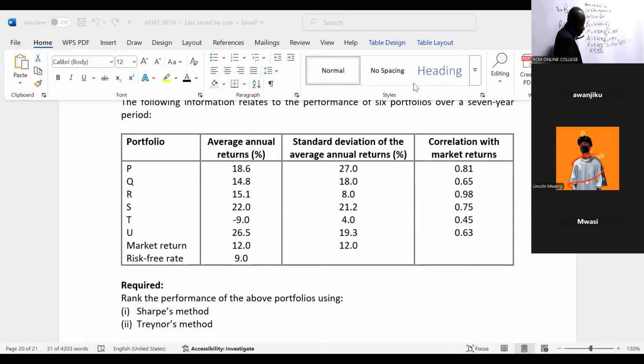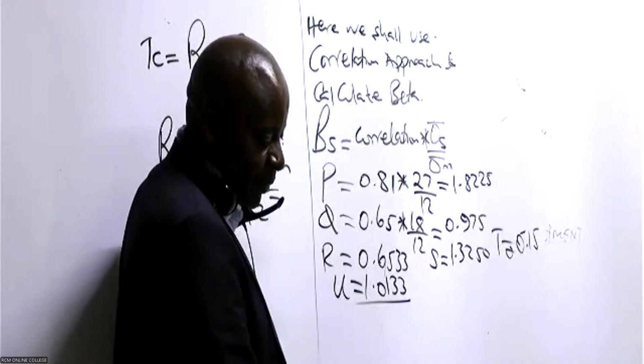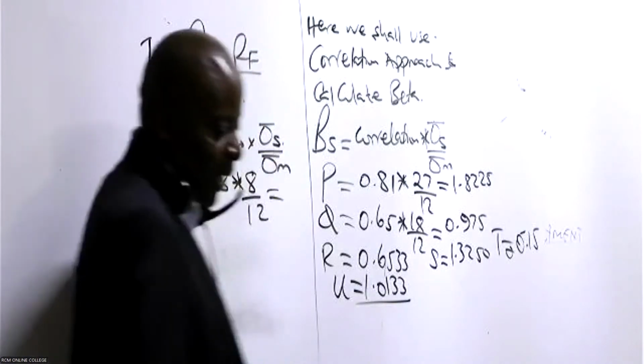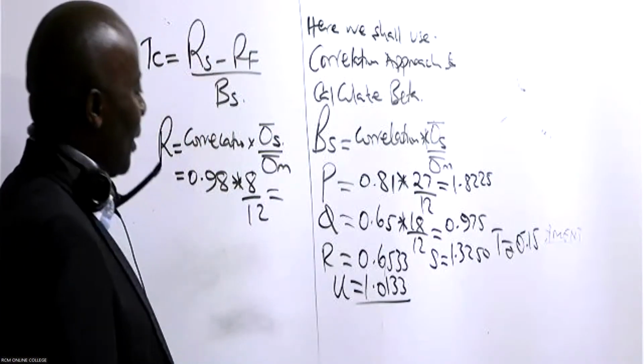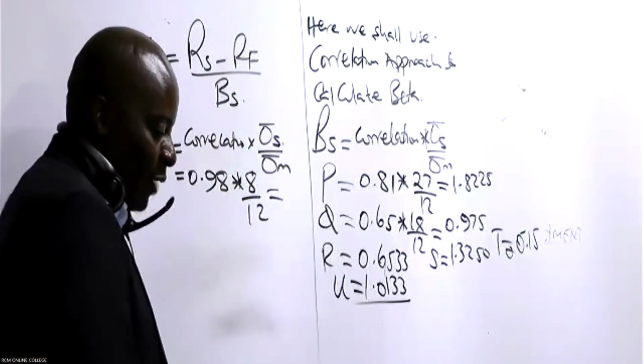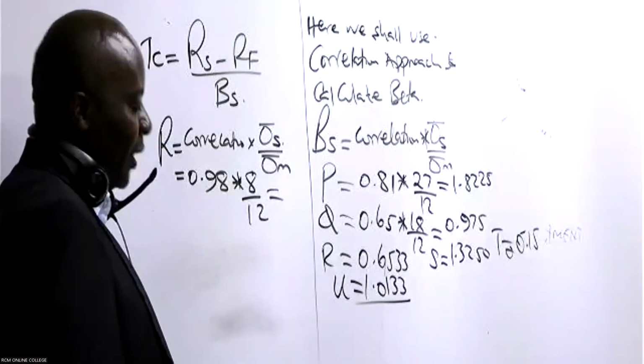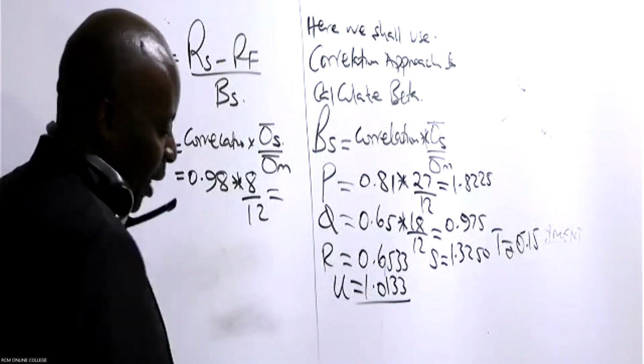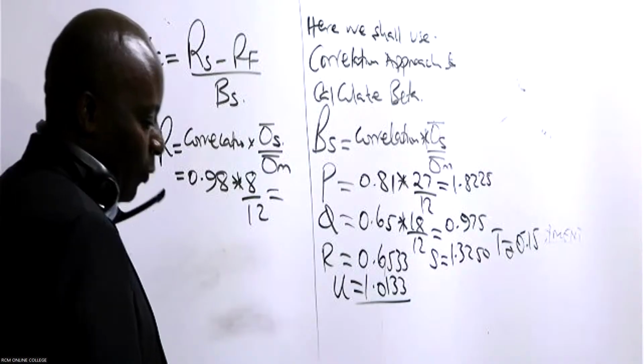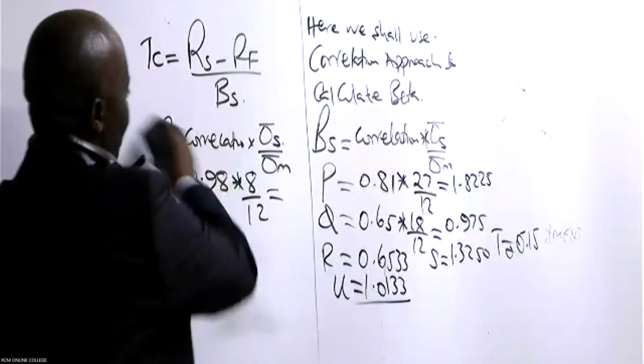We shall overcome. I hope now you are okay, Marceline, with how we got that 0.6533. Now we are getting the TCs, the Treynor's coefficients.